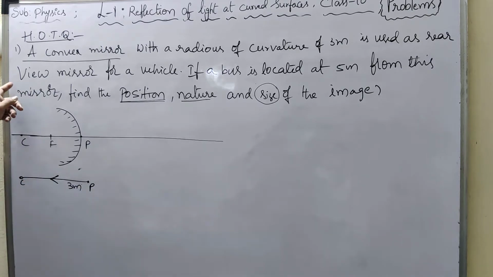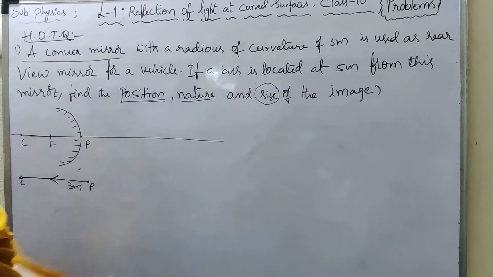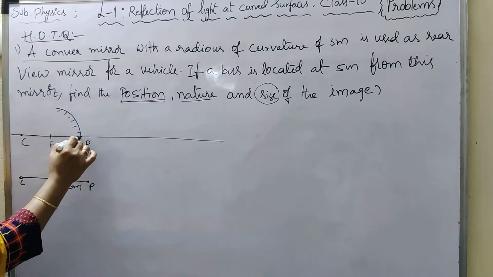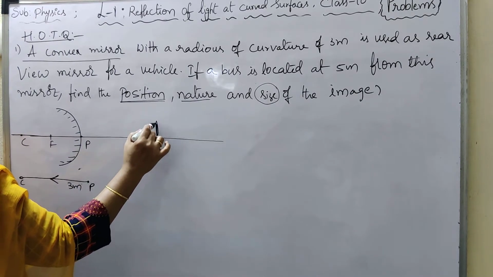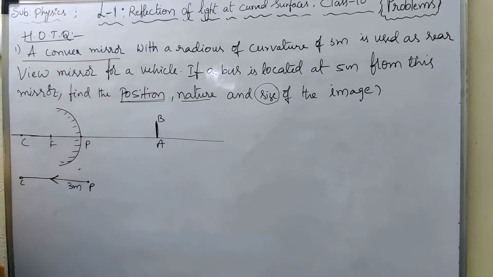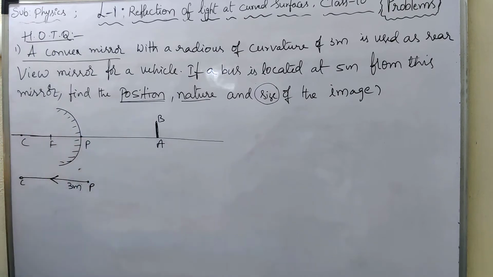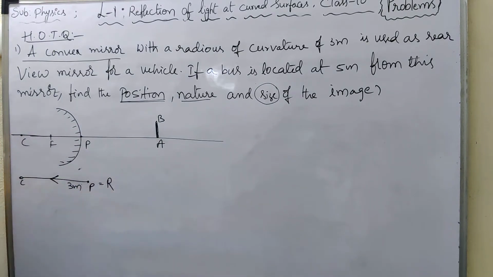Next, as a rear view mirror for a vehicle. If a bus is located at 5 meters, the bus is located from the mirror at a distance of somewhere 5 meters. Here, this is an object. This bus is located, an object, that we will take as AB. So here the object is placed in front of a convex mirror.